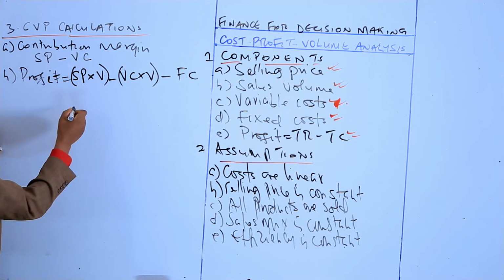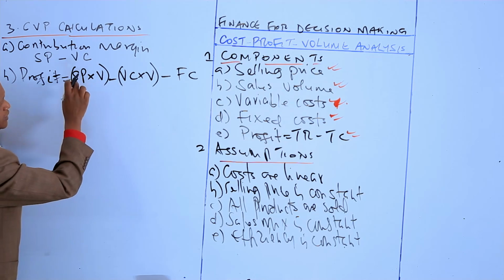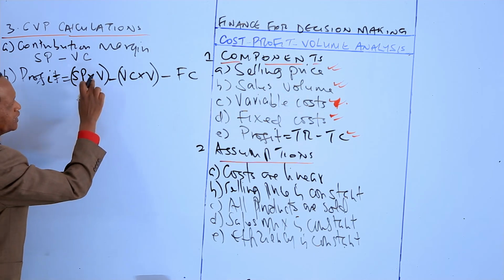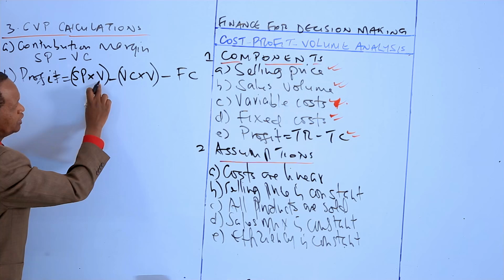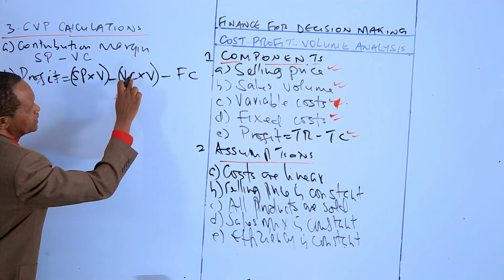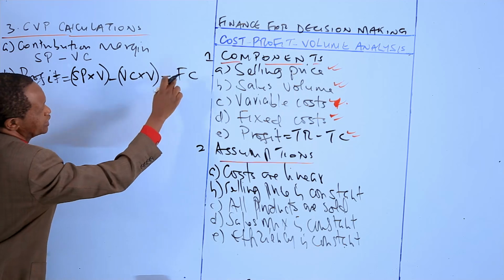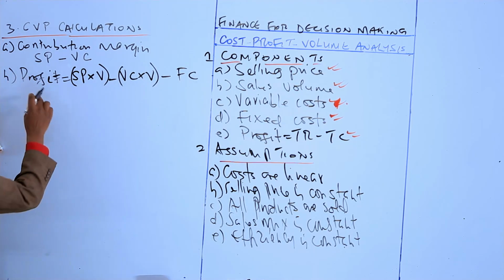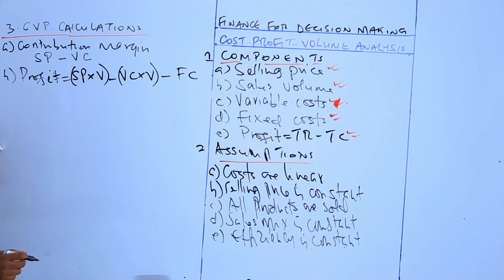To get the profit, we multiply the selling price per unit times the number of units produced, represented by V, volume, minus the variable cost per unit times the same number of units. Then we deduct the total fixed cost. That will give us the profit equation. Then number 3, we have what we call the break-even point.